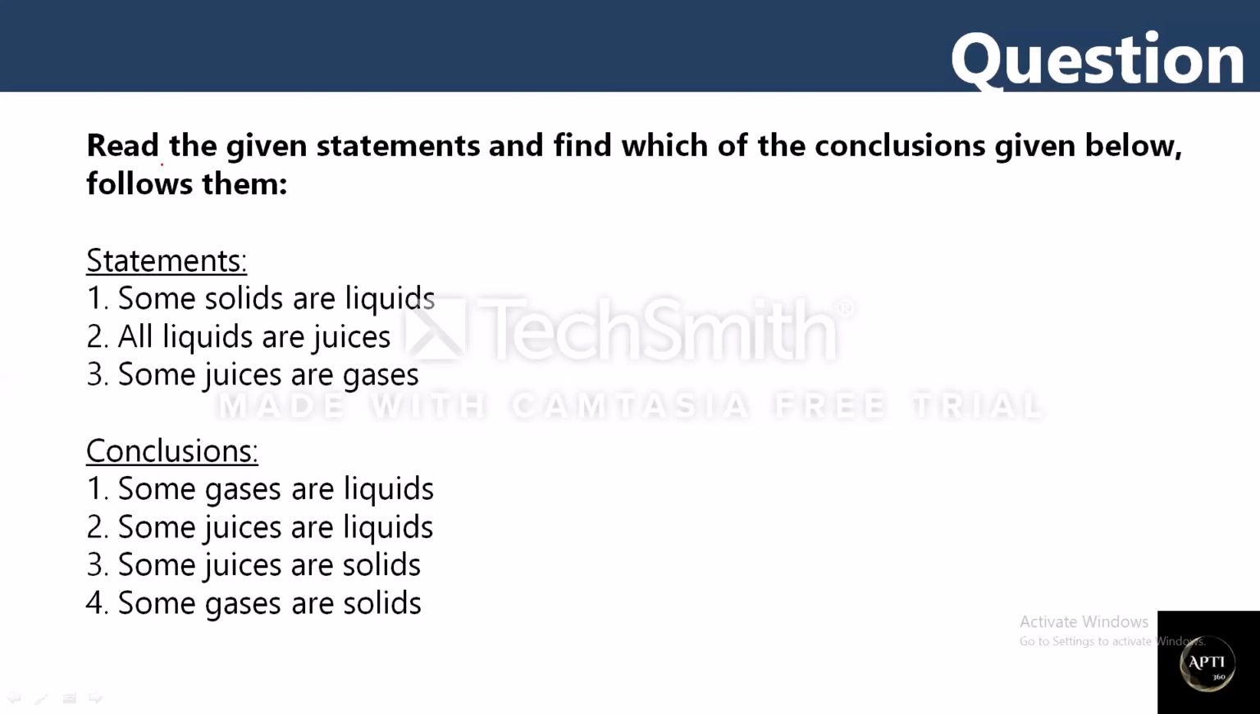So we'll try to draw a Venn diagram for this question. Some solids are liquids. I'm giving it as S and L, where S indicates solid and L indicates liquid. Now I'm solving it with only a single Venn diagram. No need to draw two types of Venn diagram; we'll draw one diagram and then check the possibilities. Some solids are liquids, all liquids are juices.